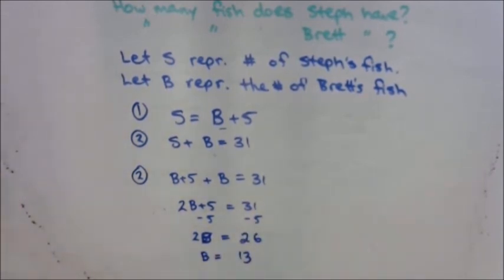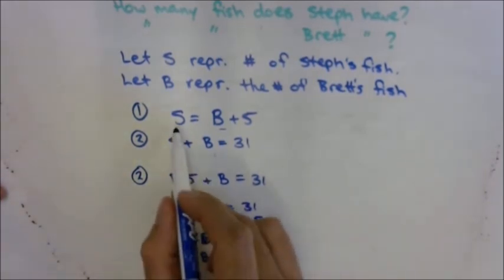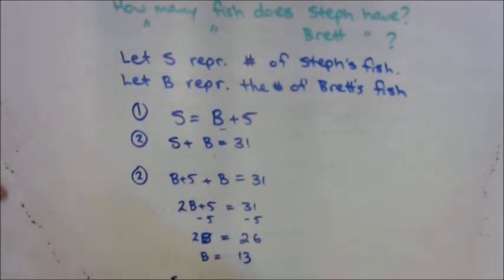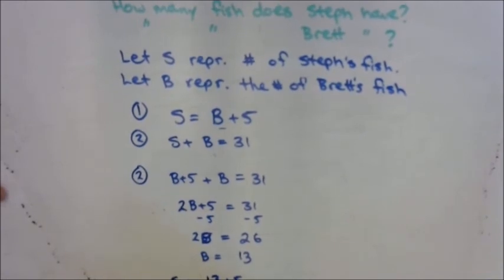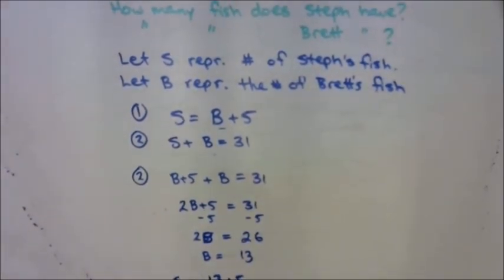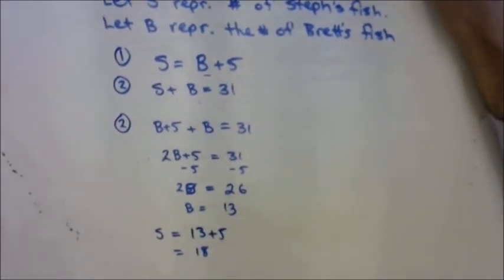What does that tell us? That tells us that Brett has 13 fish. So let's find out how many fish Stephanie has if Brett has 13 fish. S equals 13 plus 5. Steph has 18 fish. Go ahead and finish that off with a conclusion statement and sentence.